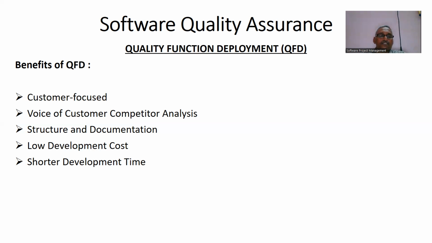Next one, voice of customer competitive analysis. House of Quality is a significant tool that is used to compare the voice of the customer with the design specifications. Next one, structure and documentation. Tools used in quality function deployment are very well structured for capturing decisions made and lessons learned during development of the product. This documentation can assist in the development of future products.